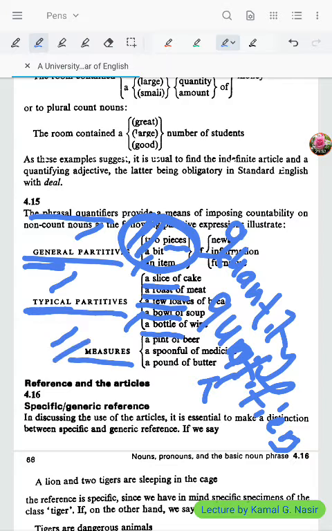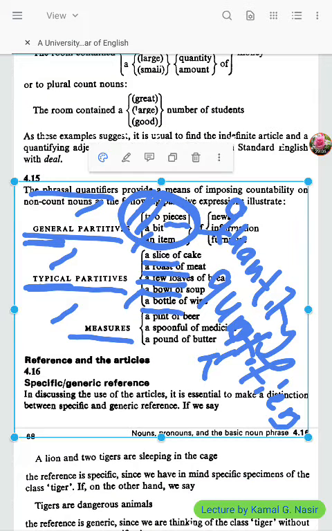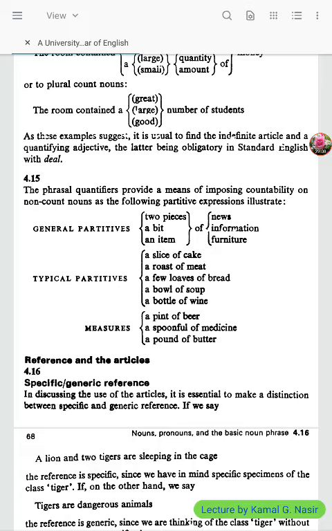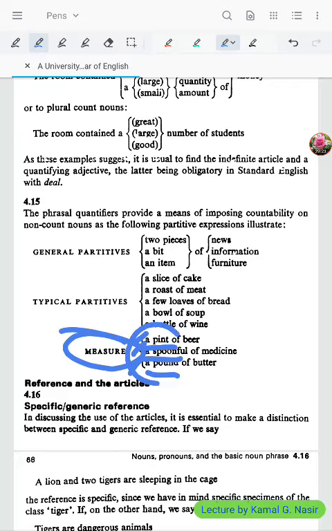The last type of these quantifiers is measures. A pint of beer. You say a pint of beer, right? And a spoonful of medicine, and a pound of butter. All of these refer to measurement, and these are quantifiers. They are used as post determiners. This is the end of our lecture today.